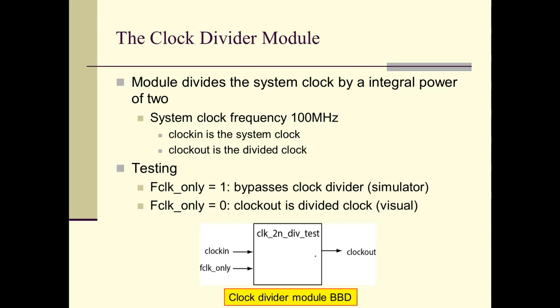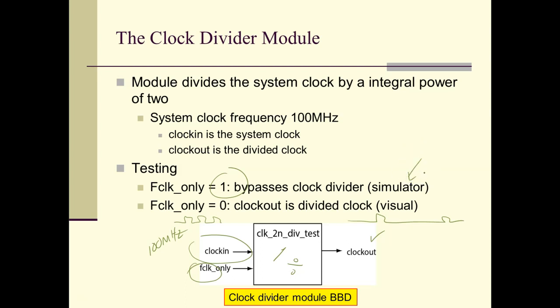This module has an input clock frequency, which is the 100 megahertz frequency, and then it divides it down. We'll put a divide signal, and then it has a slower clock output. Remember, these are oscillators that look like this on the input, and something slower on the output. Now, the issue here is this other input, the F clock only input, which means if you set this to a 1, it bypasses the clock divider, which is something you can use for simulators.